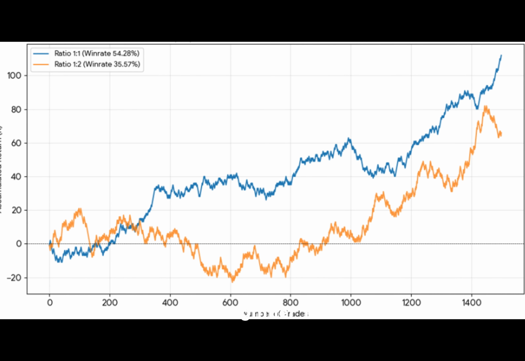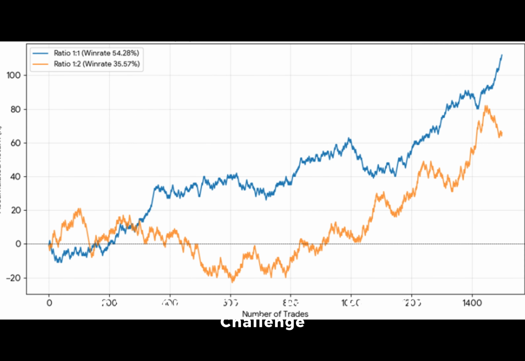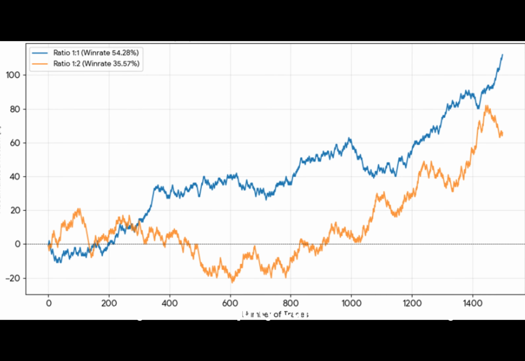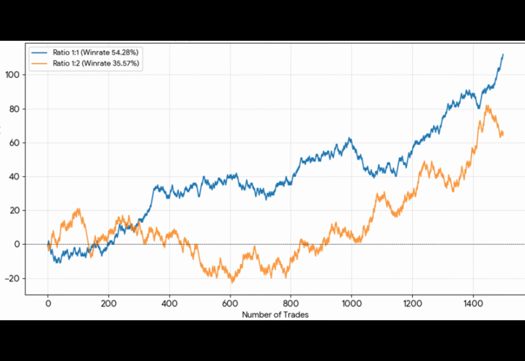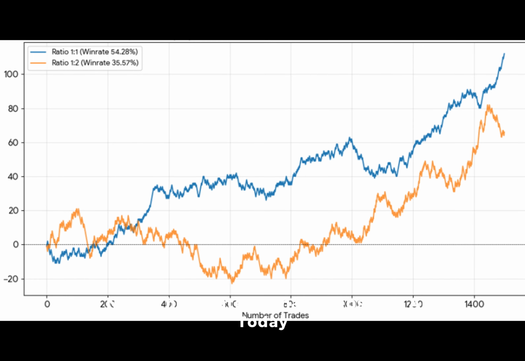For a beginner trader or someone trying to pass a prop firm challenge, volatility in your equity curve is your enemy. You don't need the strategy that makes the most money in 10 years. You need the strategy that keeps you alive today.